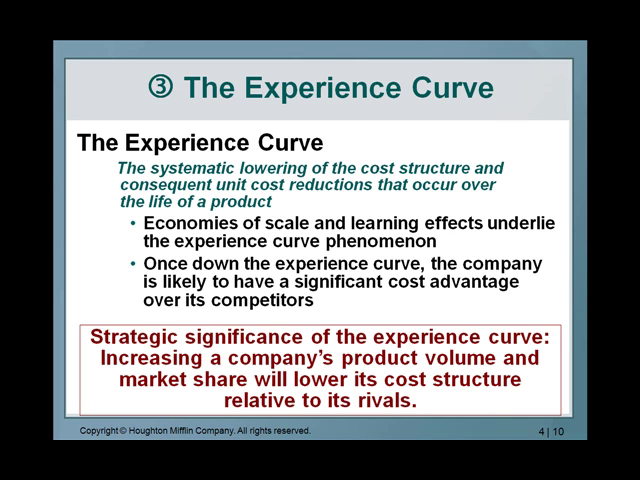Why? Because the more I produce, the more I can spread my fixed costs, the more discounts I have, the more specialized I become. That's the economy of scale portion. But the more I produce, the more repetitious the task is, the less time and resource I'm going to require. And so my whole cost curve is also going to decrease. So I'm going to have both factors occurring. The cost structure is going to be lowered, and the consequent unit costs are going to be reduced over a period of time because both economies of scale and learning effect is occurring.